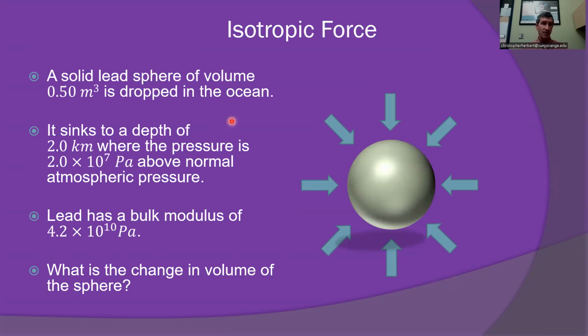So let's imagine we have a solid lead sphere of volume 0.5 meters cubed dropped in the ocean, and it goes to the ocean floor 2 kilometers down, where the pressure is 2 times 10 to the 7 pascals above normal atmospheric pressure. Normal atmospheric pressure is about 10 to the 5th pascals. So we're going to go to a much higher pressure compared to atmospheric pressure. Lead has a bulk modulus of 4.2 times 10 to the 10 pascals. What will the change in the volume of the sphere be?